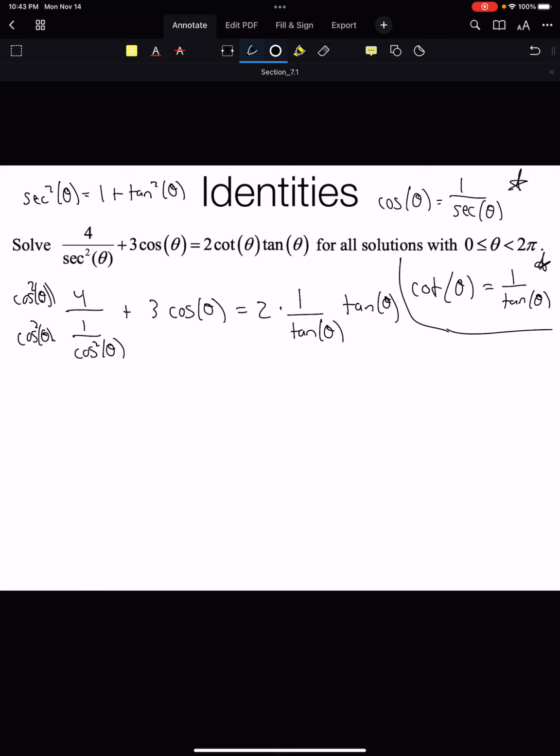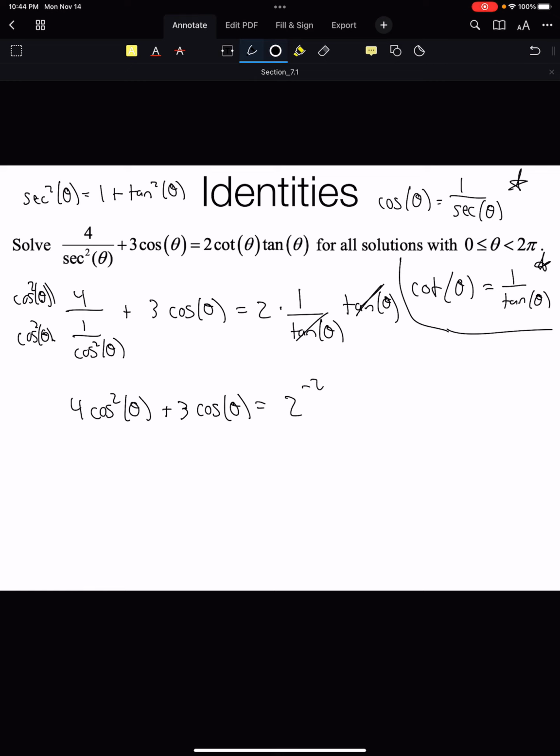Okay, and so what I would get is 4 cosine squared plus 3 cosine on the left-hand side. And on the right-hand side, it turns out that these actually do cancel. Unlike the other side where I said we shouldn't cancel, if they are on the same side, then we can cancel them, and we get 2 here. And now we have something that we can work with because we got rid of all the tangents, and we're only left with cosine.